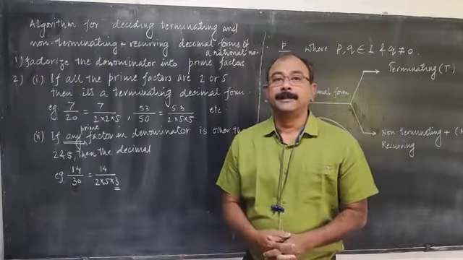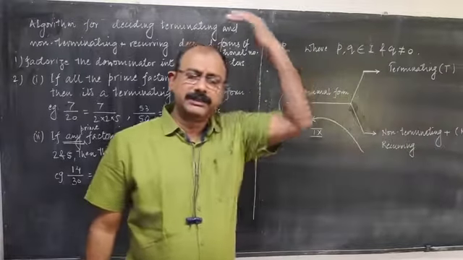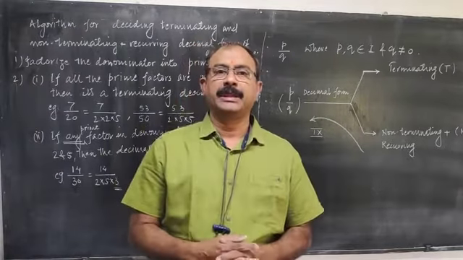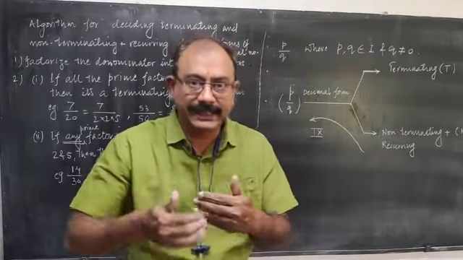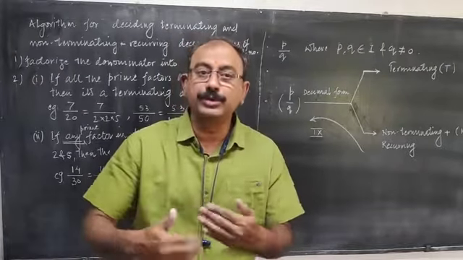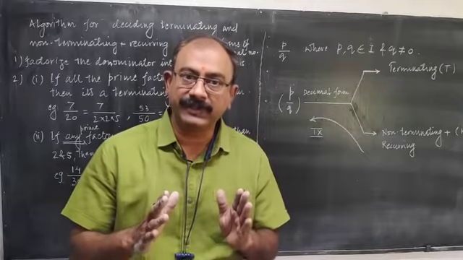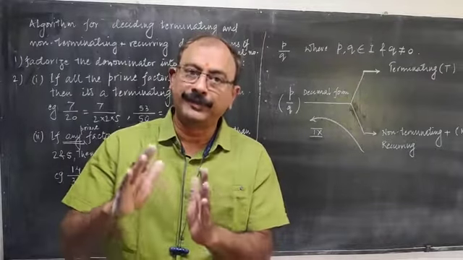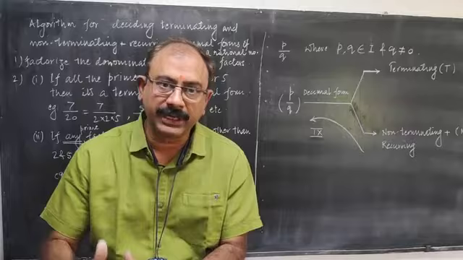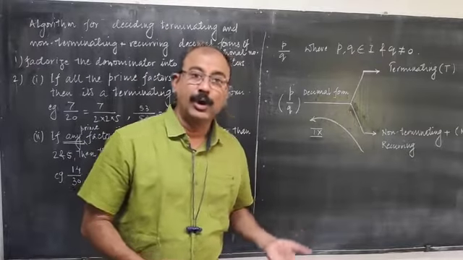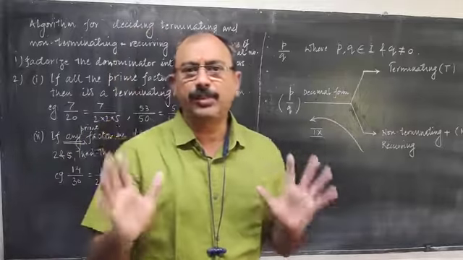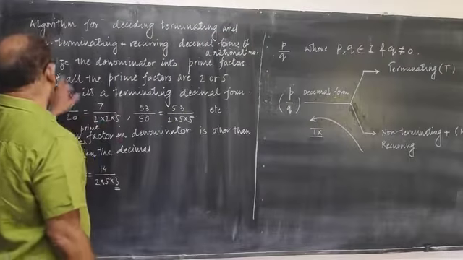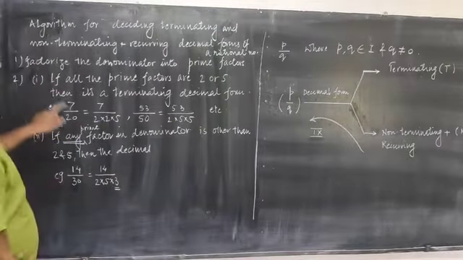Hello children. Now let us study the algorithm. Algorithm means sequence of execution. How to decide whether the decimal form of the given rational number is a terminating type or non-terminating recurring type? Very simple method is there.